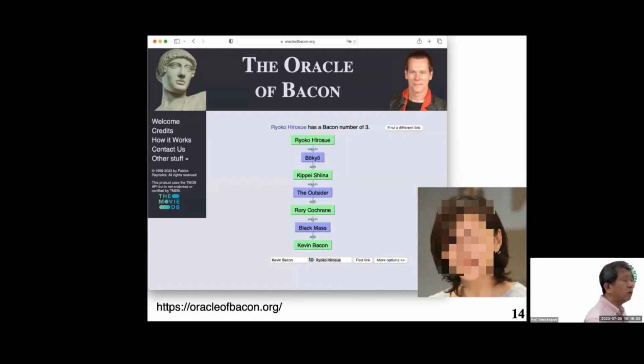And Laurie Cochrane has starred in the film of Outsider, and Laurie Cochrane and Kevin Bacon were in a movie called Black Mass. So she also, Ryoko Hirose also, has the Kevin Bacon number 3. So these results for the 3 actresses are shown in these 3 slides. You can see that the number of small steps leads to Kevin Bacon, regardless of the age of these actresses.